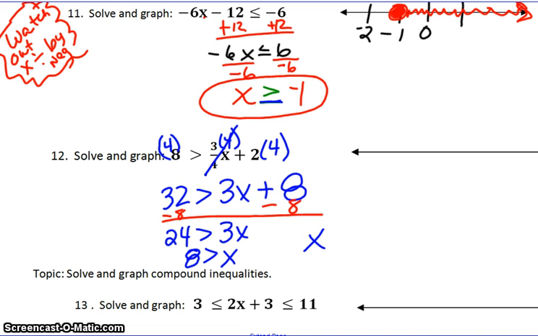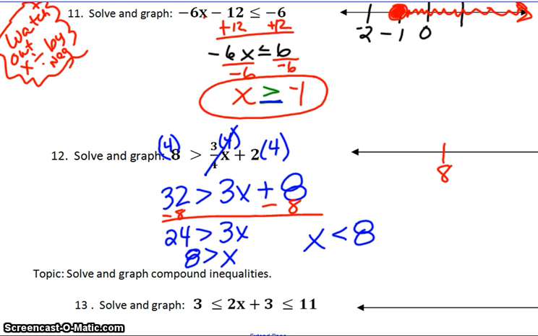I usually like to read my variable first, so I'll usually switch it around, and I like to just say what happens with my x, or what's the values of my x. It helps me to understand it. Saying x greater than 8 might be a little hard to conceptualize. So now I know that x has to be less than 8.